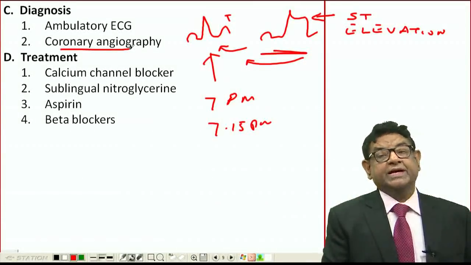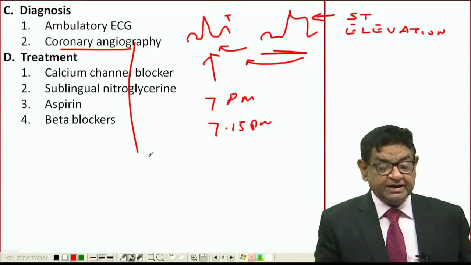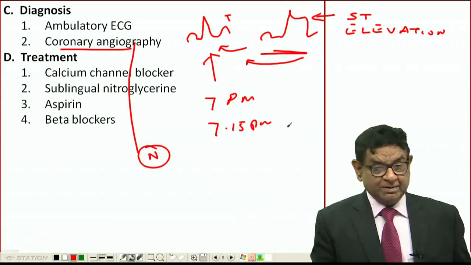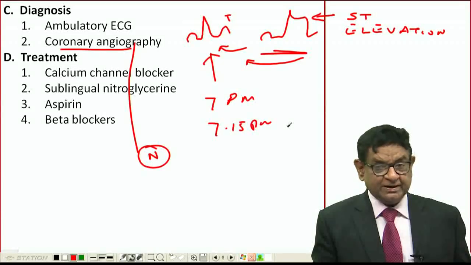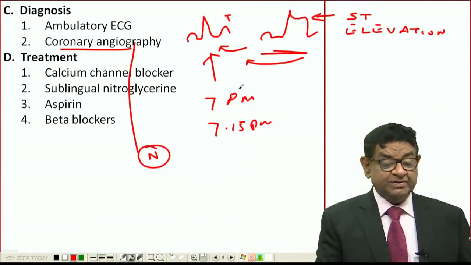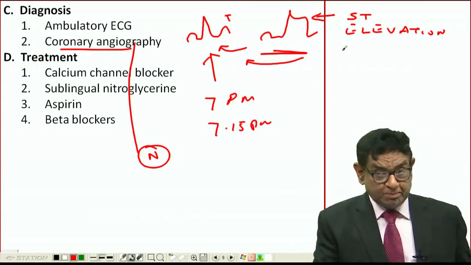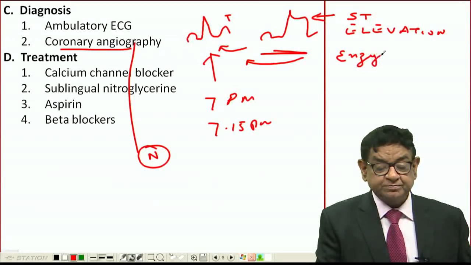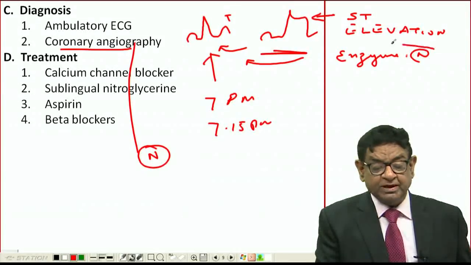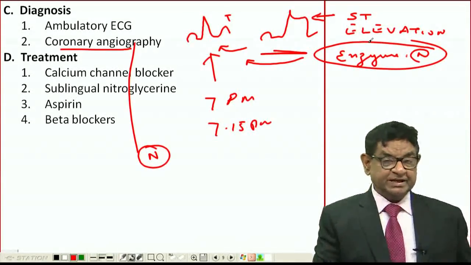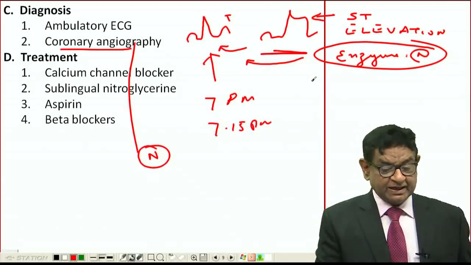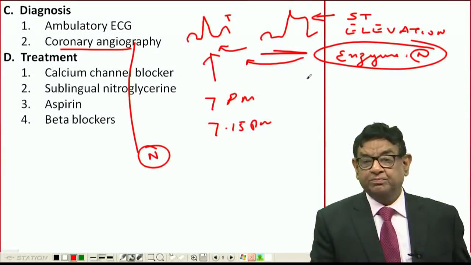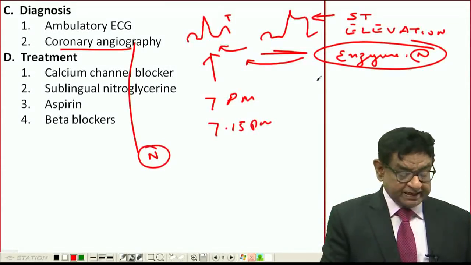And when you do coronary angiography, usually it may be normal in this case, or a little bit of plaque may be there, but not sufficient to explain this ST segment elevation. And remember, the most important thing, cardiac enzymes will be normal. N for normal in this patient. If it was a case of acute MI, cardiac enzymes are increased. So you have sufficient points to say that it is a case of Prinzmetal angina.